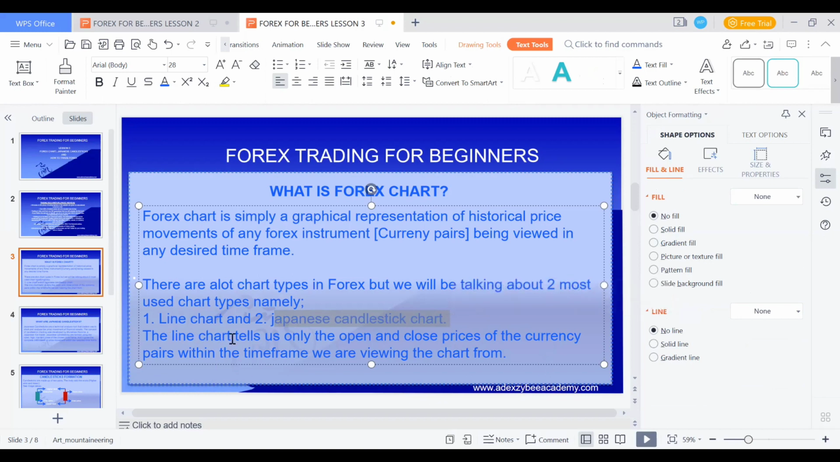Now, the line chart tells us only the open and close price of the currency pair within the time frame we are viewing the chart from. Okay, let me explain this on the whiteboard. Let me use the whiteboard to explain this.